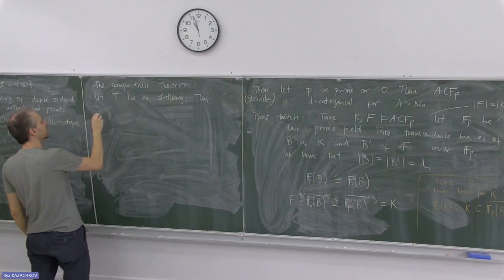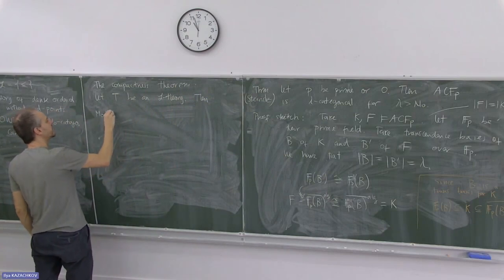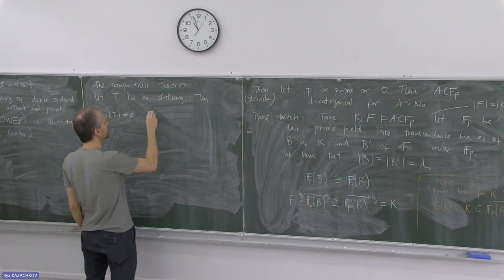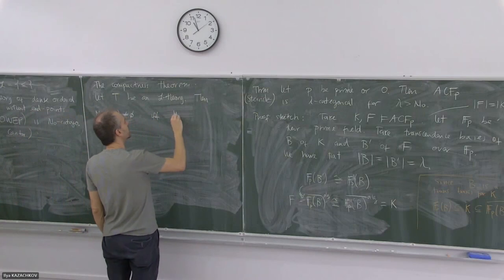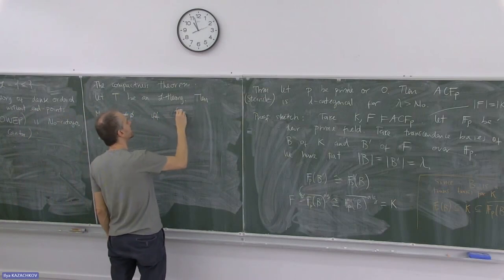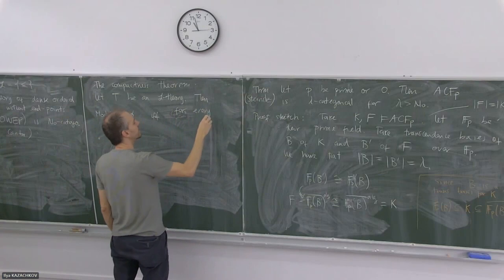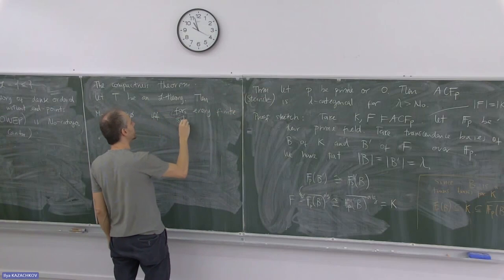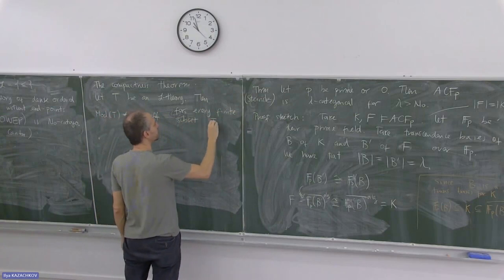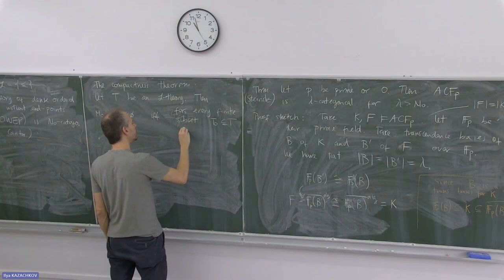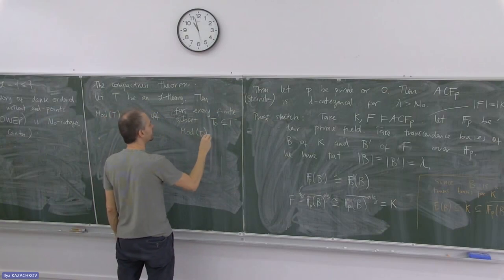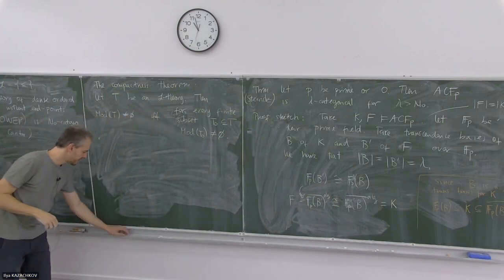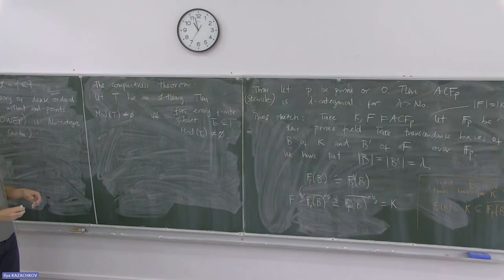Then the models of T is non-empty if and only if for every finite subset, let me call it T0, of T, the class of models of T0 is non-empty. Okay, let me phrase it like this. And then I'll give you a consequence of it.